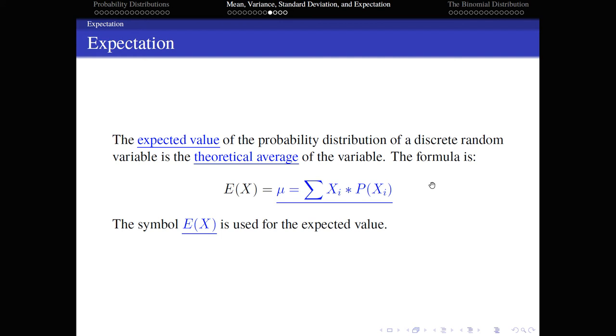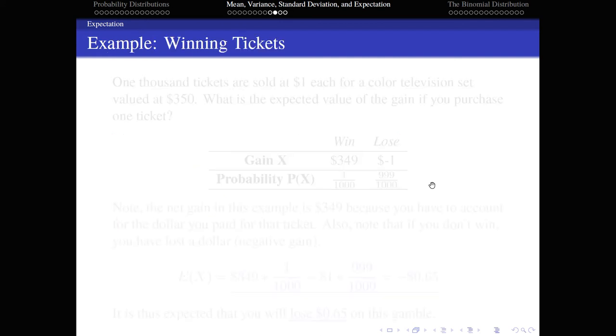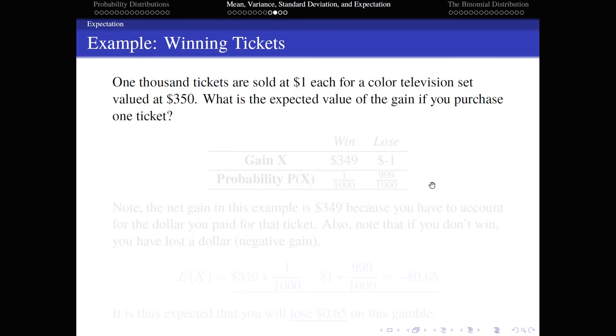Now, this is often done in cases like gambling or betting. So if we're looking at winning tickets, we have a whole bunch of tickets that are being sold at $1 each for something that's valued at $350. What's the expected value of gain if you bought just one ticket? So first, actually one of the hardest parts in the expected value is creating a table.